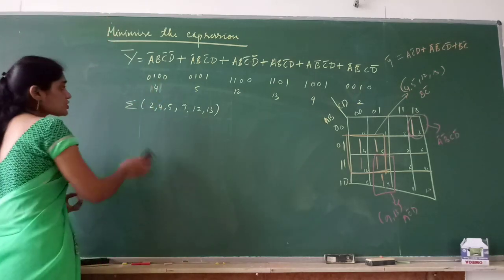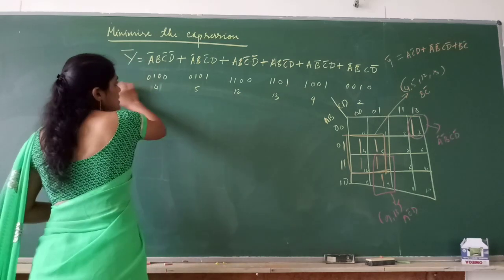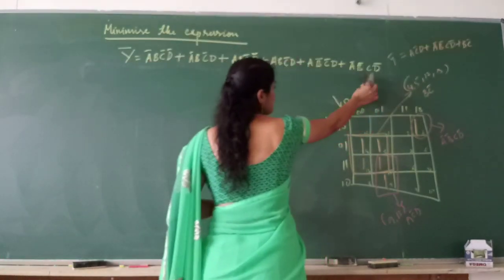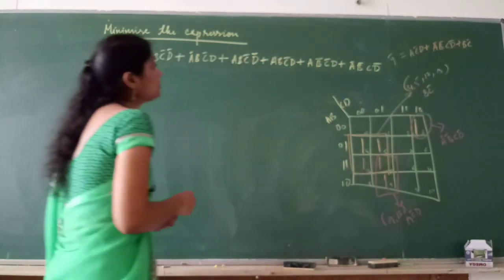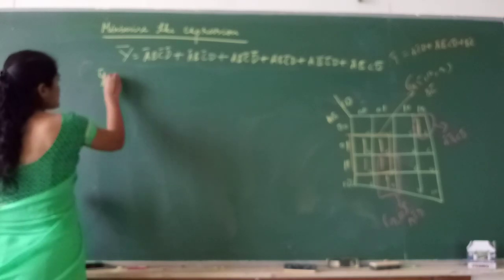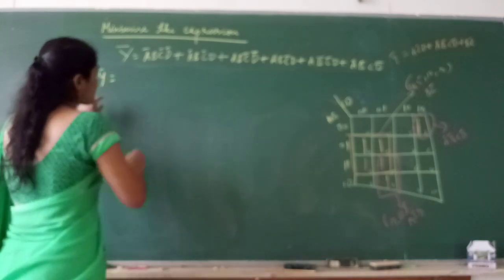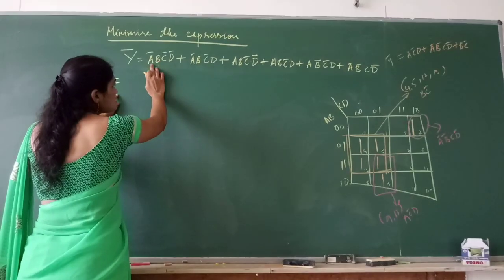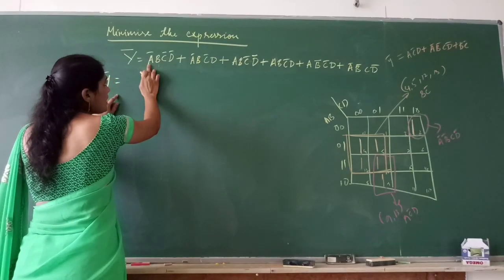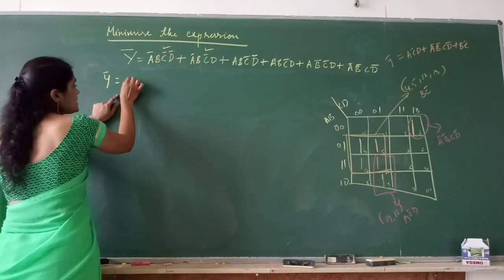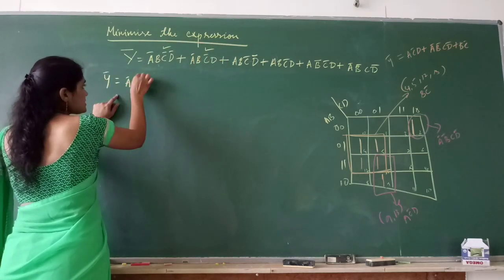So when you do it, you should be very familiar with the Boolean algebraic rules. All the properties should be familiar, only then you can solve. So now, how do we solve this? So y bar is equal to, so we have to look for the common variables. So in these two, a bar, b, c bar is common. In these two, a bar, b, c bar is common.